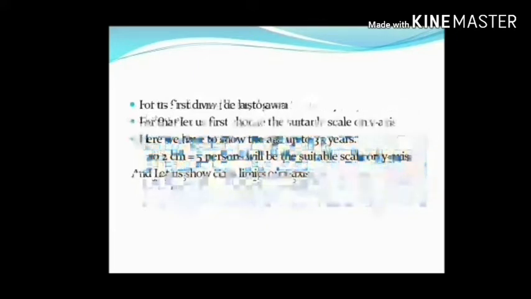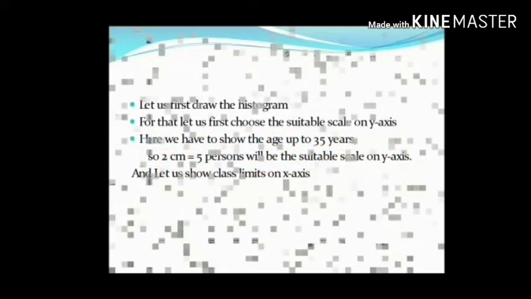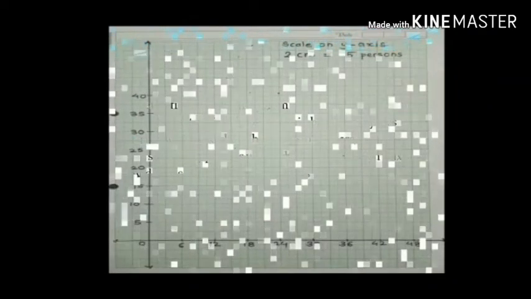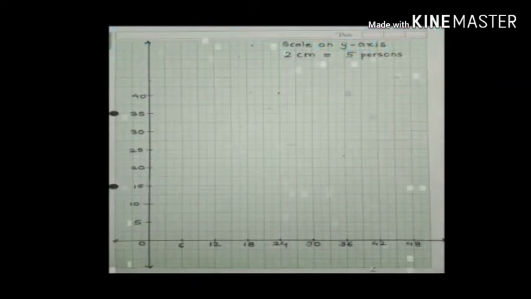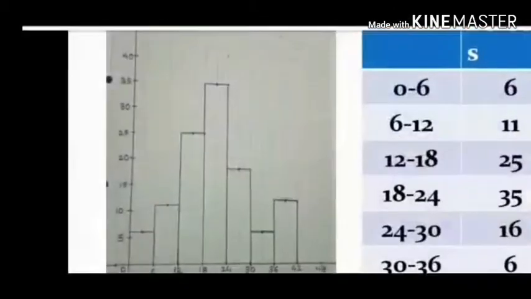Now let us discuss one example. Draw a frequency polygon using histogram for this given data. The data given here is regarding the number of persons in a particular age group. The age groups are 0 to 6, 6 to 12, 12 to 18 and so on, 36 to 42, and the number of persons belonging to each age group are: 0 to 6 there are 6 persons, 6 to 12 there are 11 persons and so on, and 36 to 42 there are 12 persons belonging to this group.